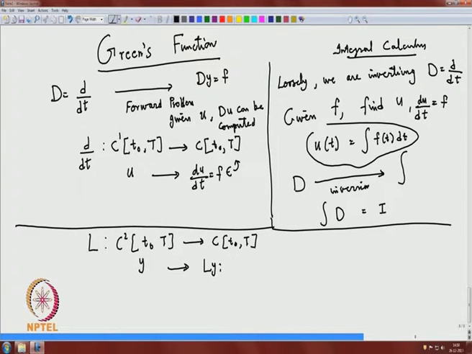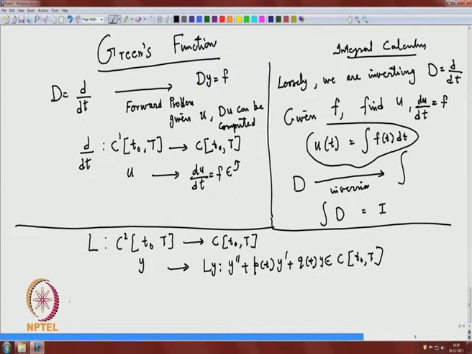By definition, L of y is equal to y double prime plus p y prime plus q y, where p and q are given to you. This belongs to C of t naught to T. So, you have an operator L mapping from the space here. What is the meaning of solving it?